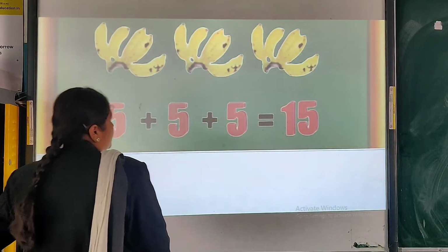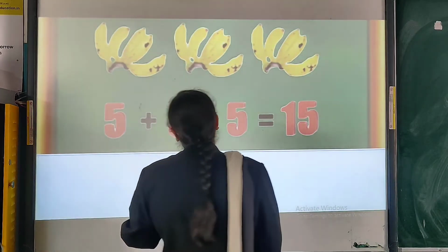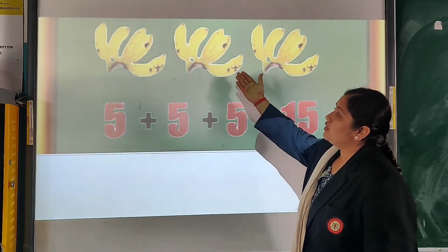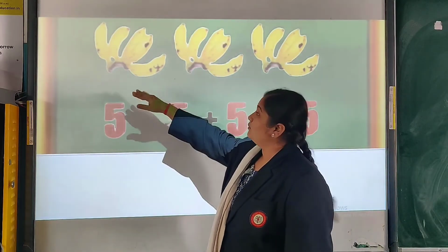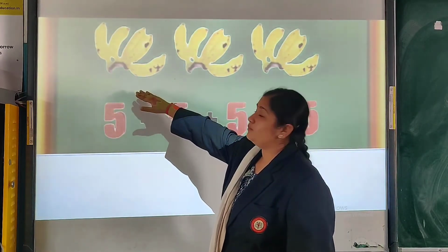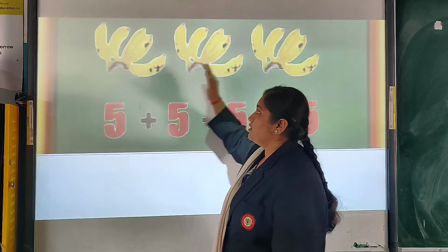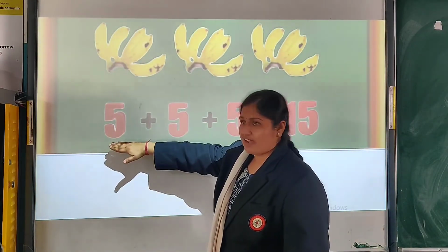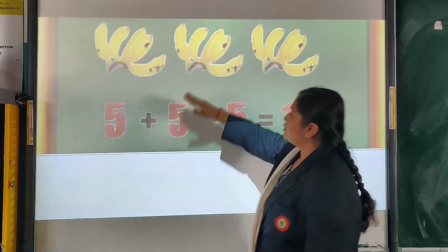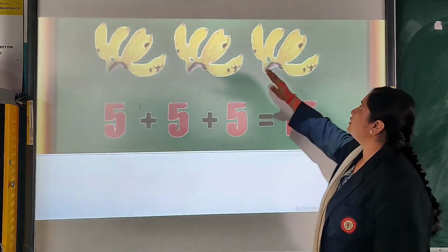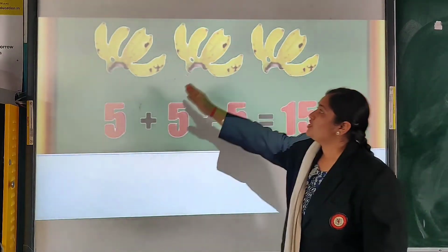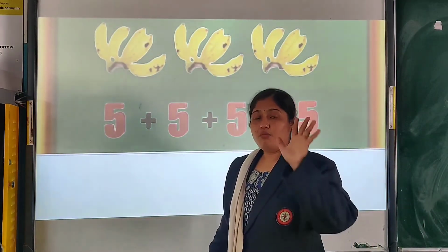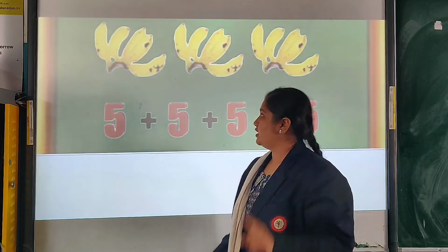Okay. So, here you can see one picture is given to you. Right, students? What do you see here? Yes. Bananas. Right? So, bananas are there. Students, see. In the first, 5 are there, then in the second also 5 are there, and in the third also. See, in the picture, there is a bunch of 5. There is a bunch of 5 bananas, right?